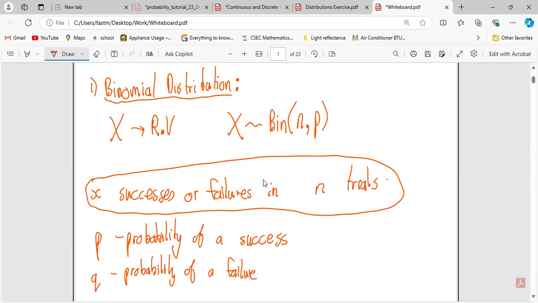And the sum of the probabilities had to add up to 1, so P plus Q must be 1. That will hold no matter what type of probability you're doing. So, sum of successes or failures in n trials: you're doing something a certain amount of times, and you want to know the probability of you succeeding or failing 10 times, 3 times, 4 times, 5 times, etc.